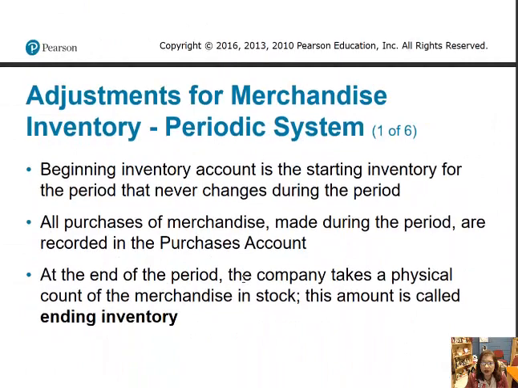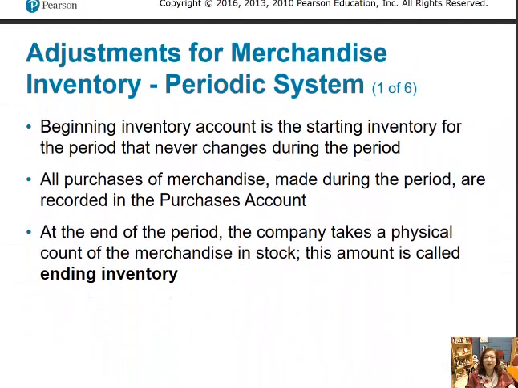So we're going to be looking at the adjustments for inventory under the periodic system. That means we're looking at the beginning inventory, which is the starting inventory. For the period, that never changes during the period. For example, all purchases that are made during that period are recorded in the purchases account. And then, of course, we're going to be looking at the ending inventory.